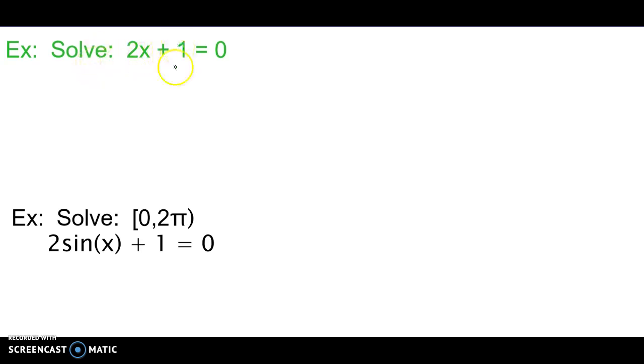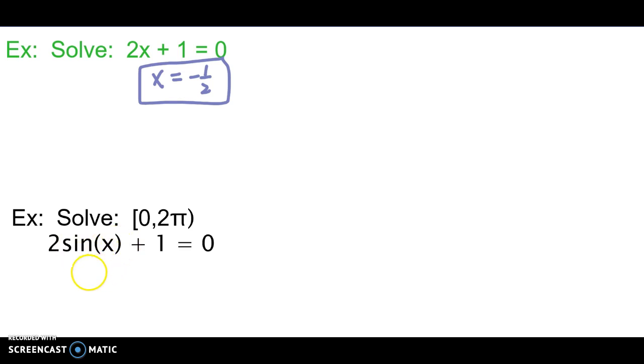It says solve 2x plus 1 equals 0. And hopefully we could all do this: subtract 1 from both sides, divide by 2 on both sides, we get x equals... You are correct. x equals negative 1/2. Now this is fairly simple. And when I look at this equation, notice that basically the only thing that's replaced is x with sine of x. So how would I solve this?